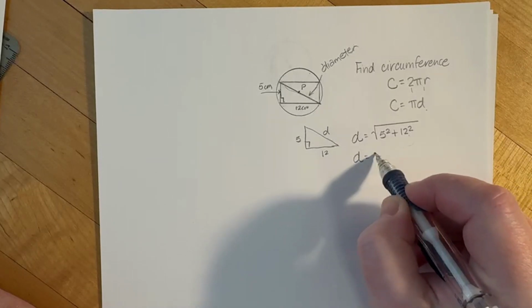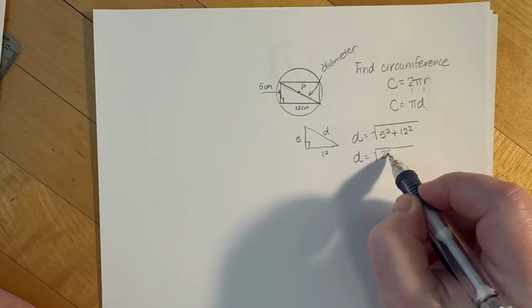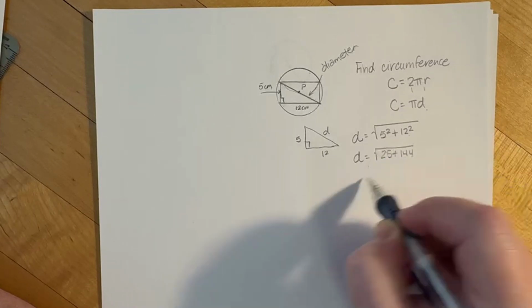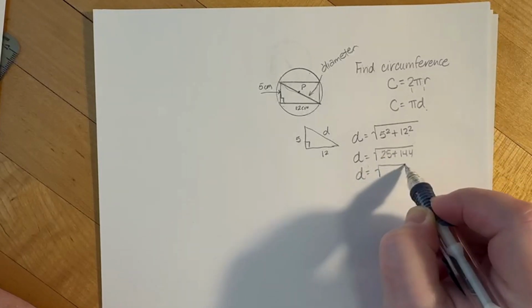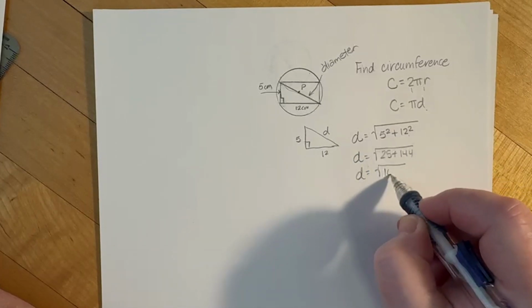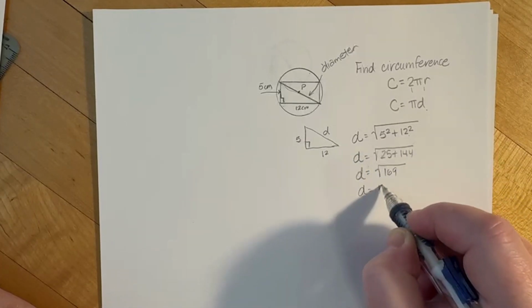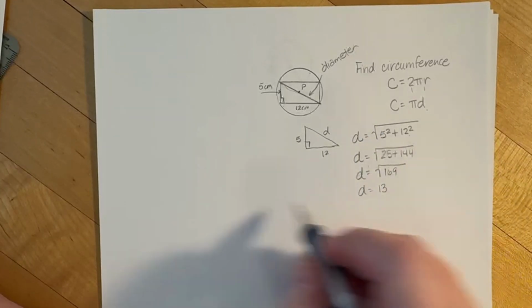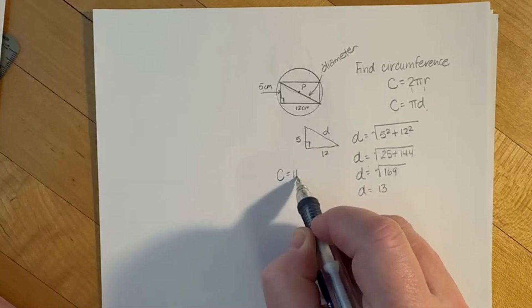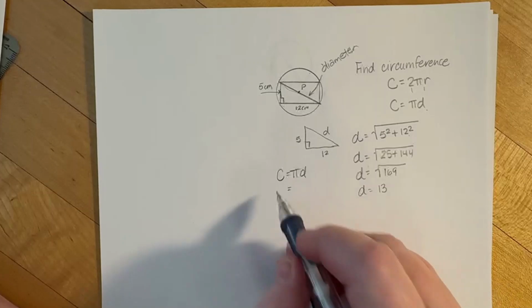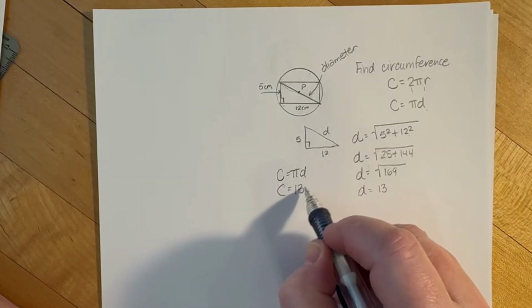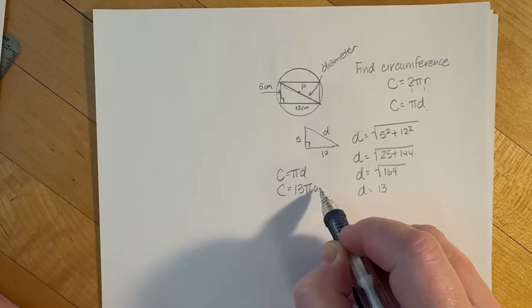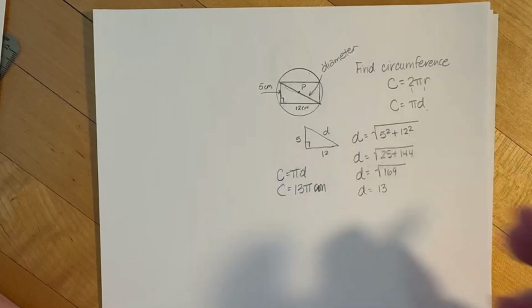So my diameter is equal to the square root of 25 plus 144. The square root of 25 plus 144 is 169, and that is 13. So that's our diameter. When we're asked to find the exact diameter or circumference, we can say that the circumference is equal to pi times the diameter. So our circumference is equal to 13 pi units, which are centimeters, according to my sketch here.